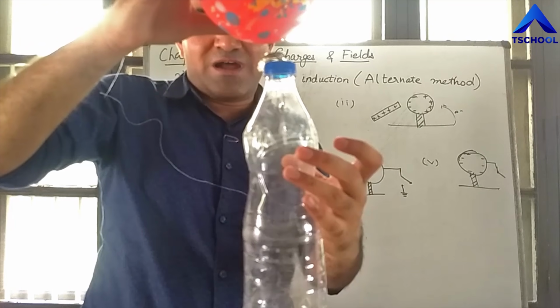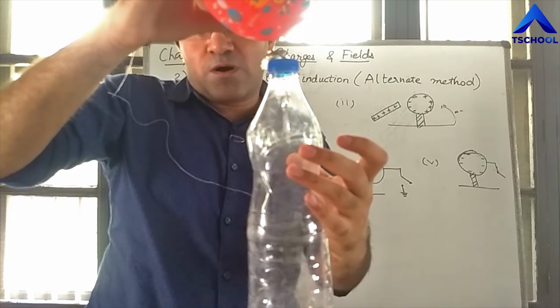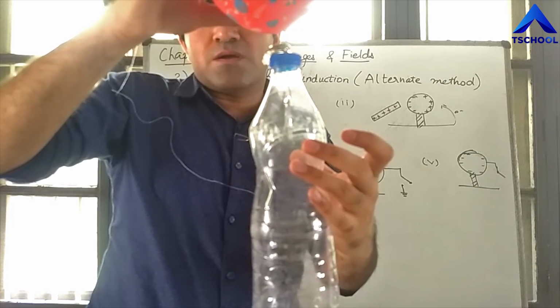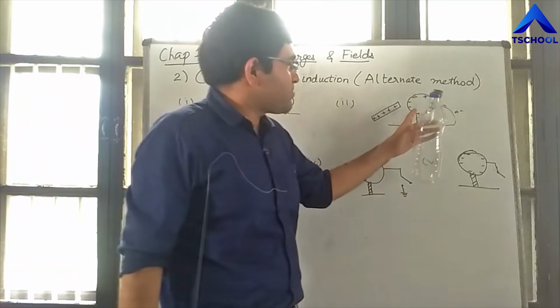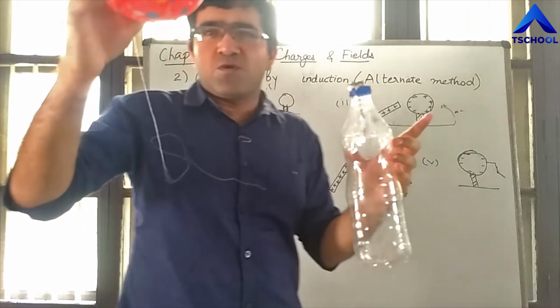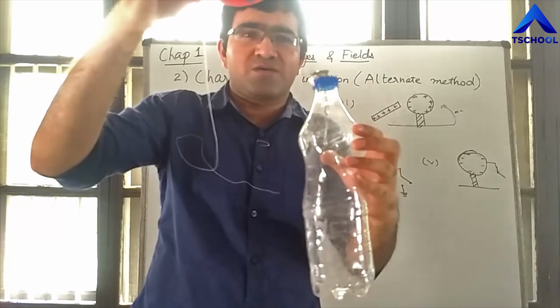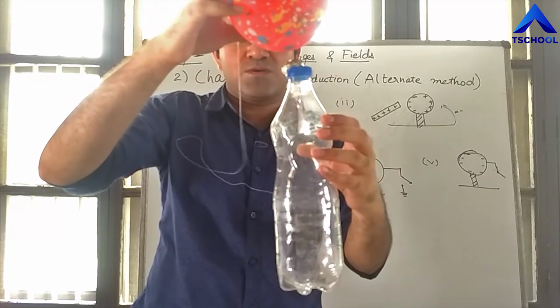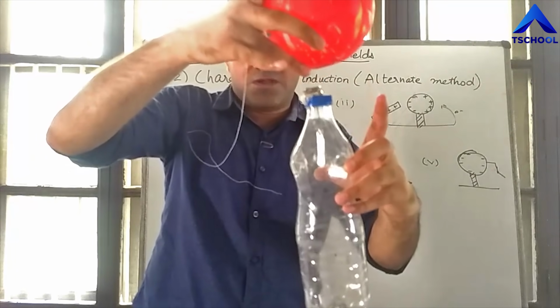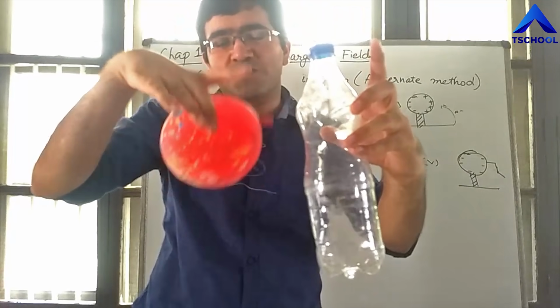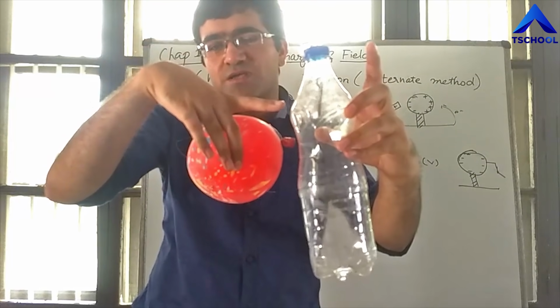Well, why are the leaves going away? Because of the fact that when I bring this close, the charges get separated. So this balloon is positively charged. So when I bring this close, the positive charge over here attracts the negative charge on this upper surface, and that means the positive charge of this metal goes to the leaves.